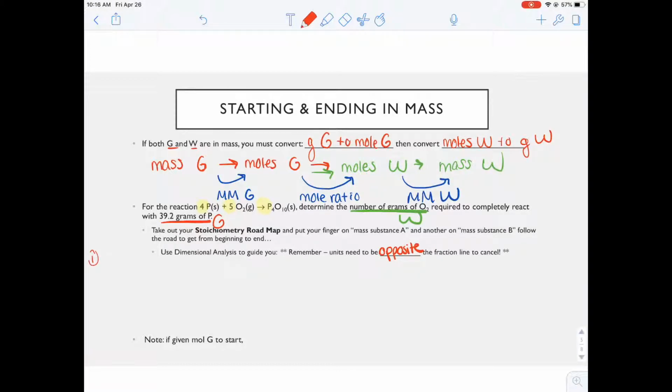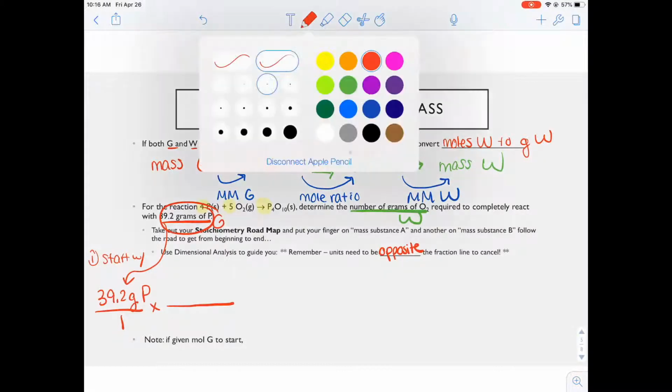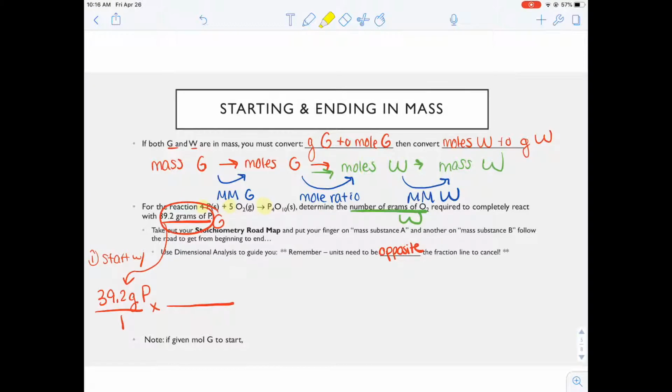So first, start with the given. All right, always take our given number and start with that on the very left. Over 1 if that helps. Set up to multiply. Now we need to go from, just trying to switch up the colors, mass to moles. That's our first step. We do that using molar mass. So molar mass is grams per mole. Grams of phosphorus needs to go on the bottom so that these two can cancel out to 1 mole.